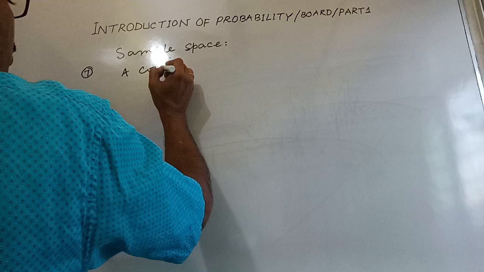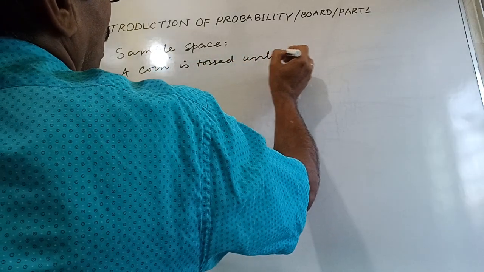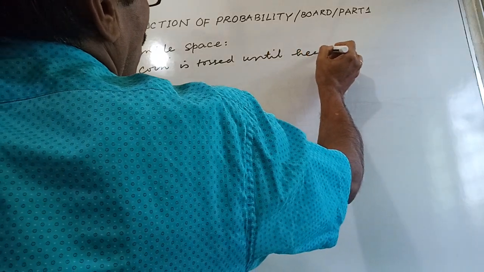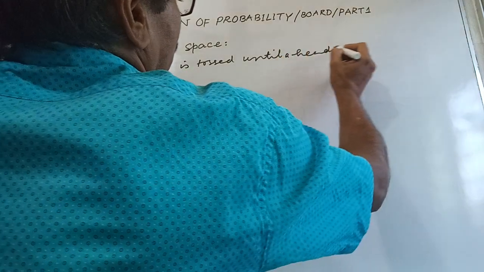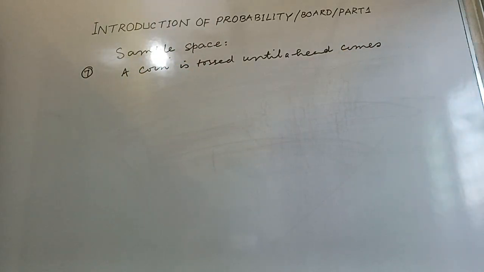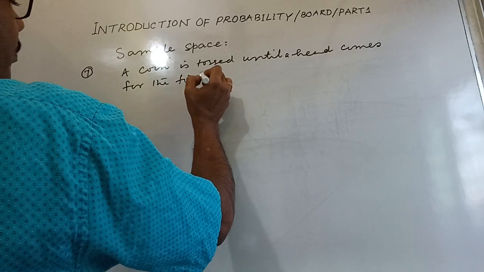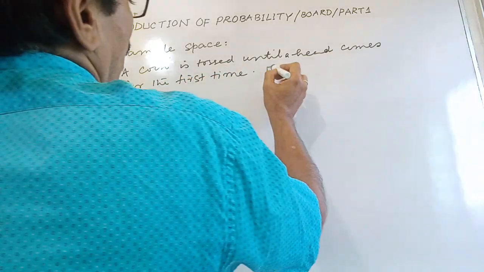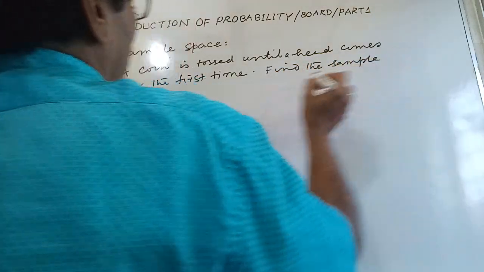A coin is tossed until a head comes, for the first time. Find the sample space.